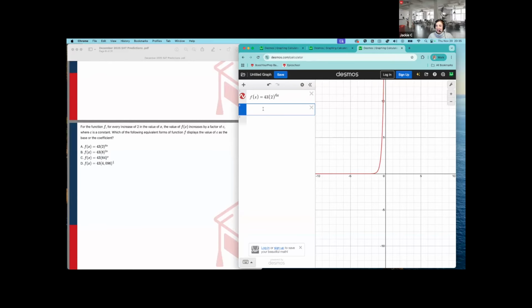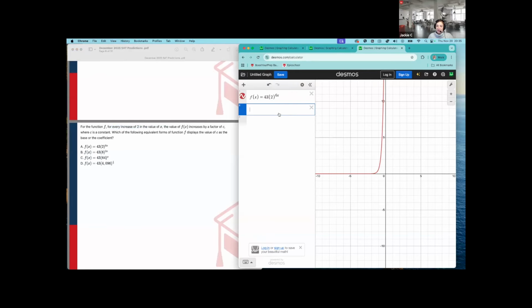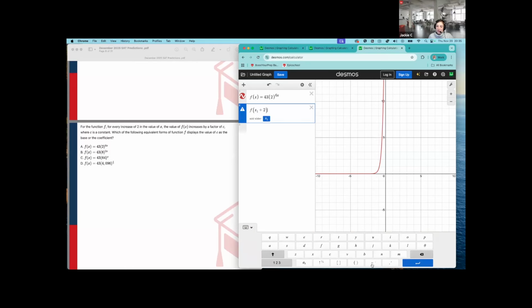And now I want to say, okay, Desmos, for every increase of 2 in the value of x, so let's define what that is. We would do f of x1, and I want it to increase by 2. And then I'm going to use the tilde because this is what I'm trying to determine, what c is going to be equal to. So I use the regression parameter. Then we do c and f of x1. And what does that equal? Oh my goodness, it's equal to 4,096.